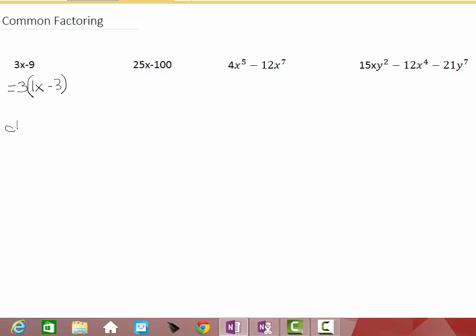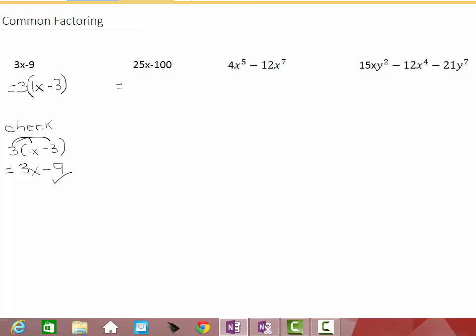We could check our work if we wanted. Let's just do a little check down below by doing distributive property. So I'm going to write my solution here. And if I do the distributive property to it, the outside term multiplied by the two inside terms, we should get ourselves back to the original question if we did it properly. So 3 times 1x is 3x, and 3 times -3 is -9. So therefore we did the question properly.